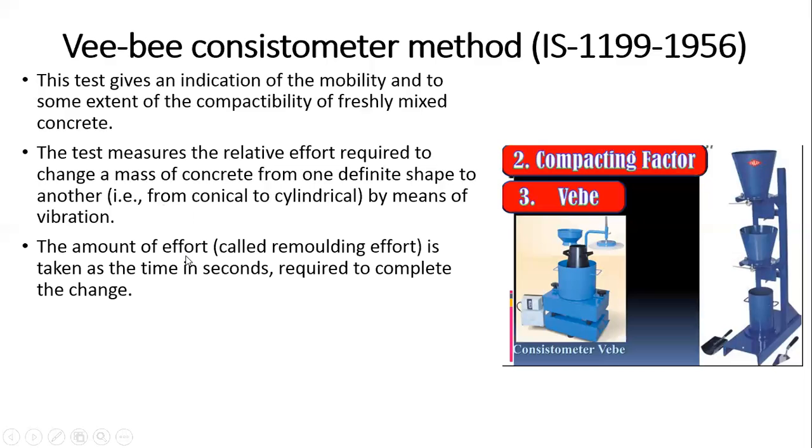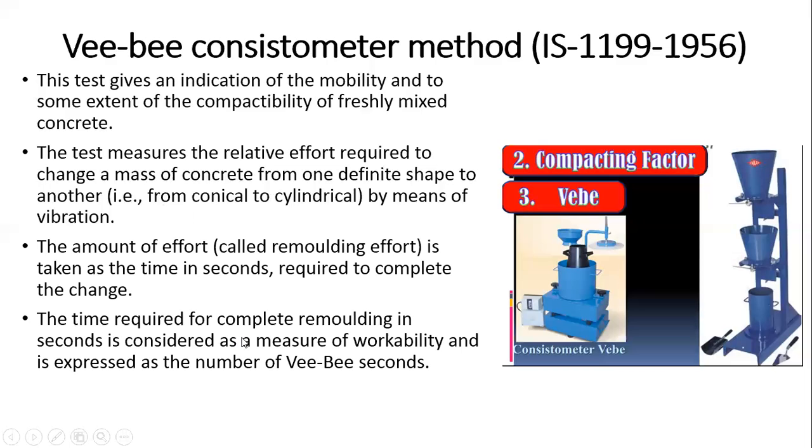The amount of effort, which is called your remolding effort, is taken as a time in seconds. The process required to convert the shape, suppose from conical to cylindrical, the time in which it is converted is called your VB time. So the time required for complete remolding in seconds is considered as a measure of workability and is expressed as the number of VB seconds.